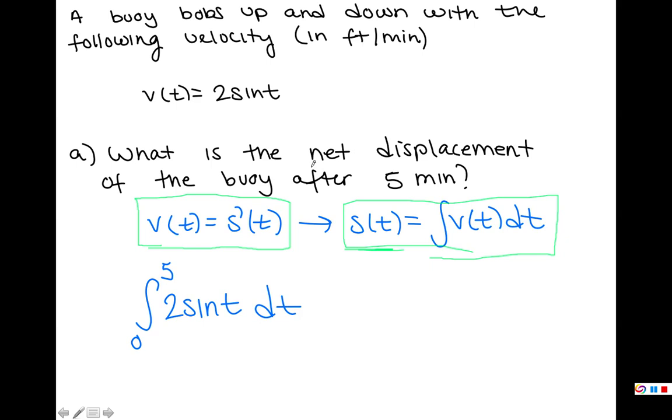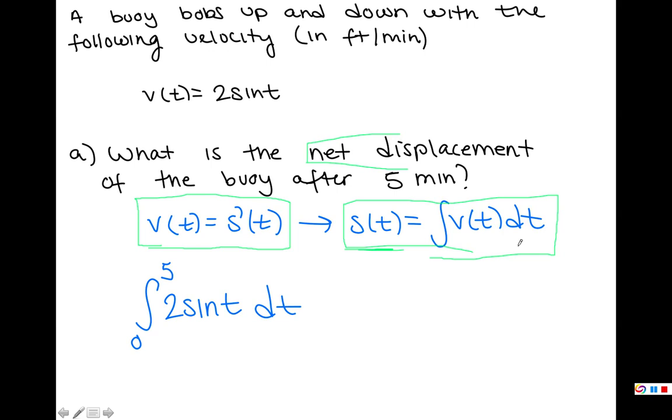If you want to find net displacement, we're just really asking, where is that object? Where is that object located relative to its starting point after 5 minutes? And so if you want to find net displacement, you're just going to integrate your velocity from 0 to 5. And that should tell us where the object is. And again, that's because position is the antiderivative of velocity.